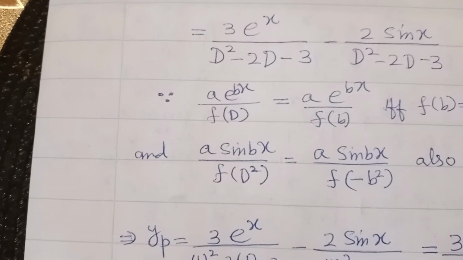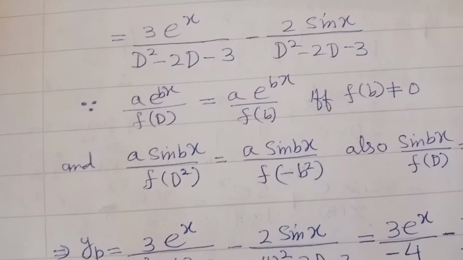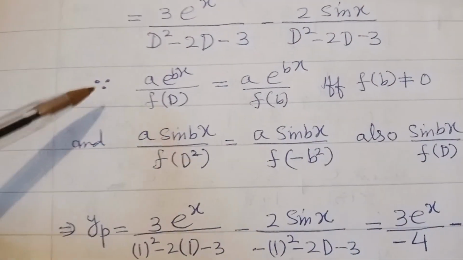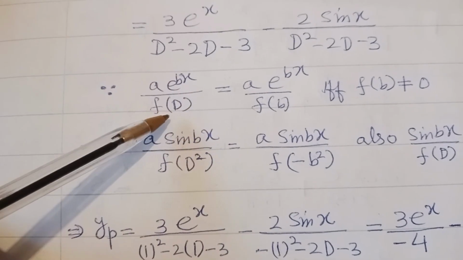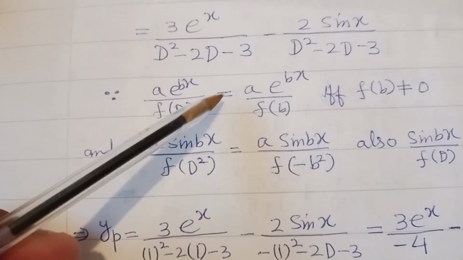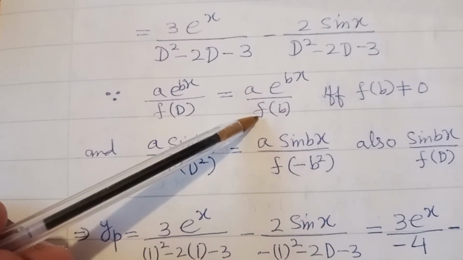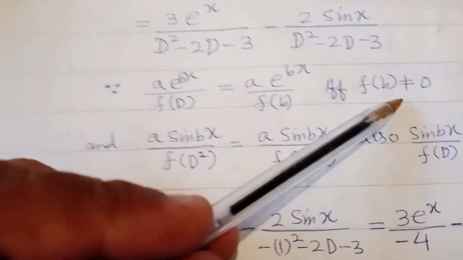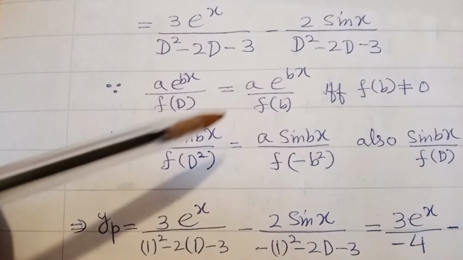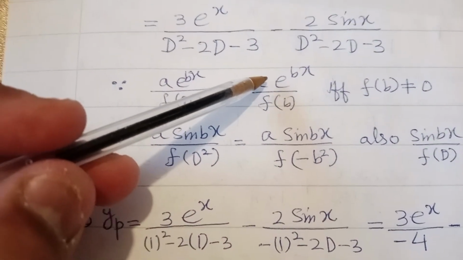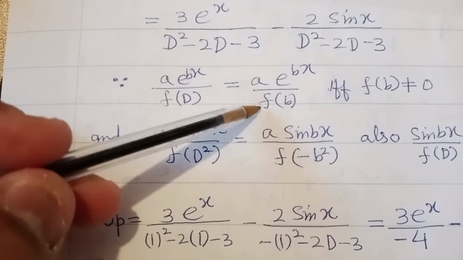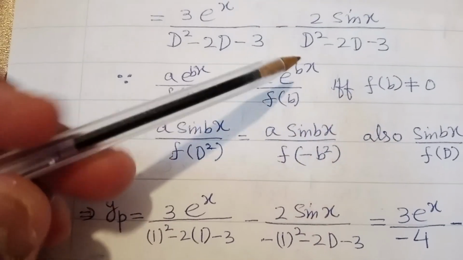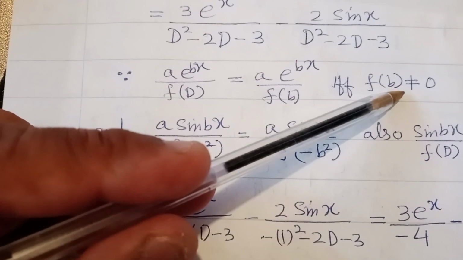First I will tell you what the rules are. The first rule, which we already know, is a e^(bx) / f(D) can be transformed into a e^(bx) / f(b) when f(b) is not equal to 0. We have to remember this, right? If f(b) is equal to 0, what do we have to do? We multiply the numerator by x and differentiate the denominator with respect to D, then substitute b. This process continues until we obtain f(b) not equal to 0.